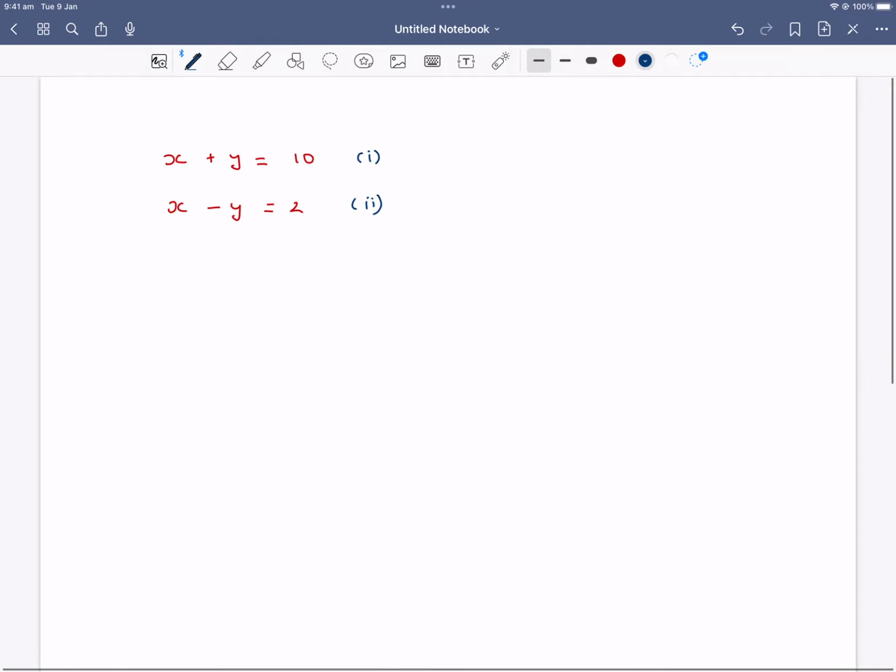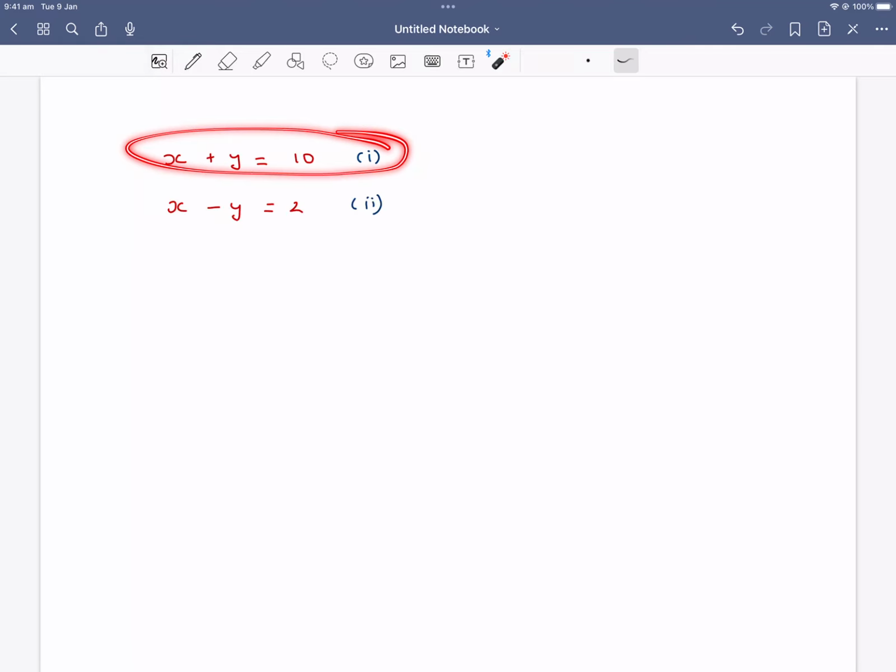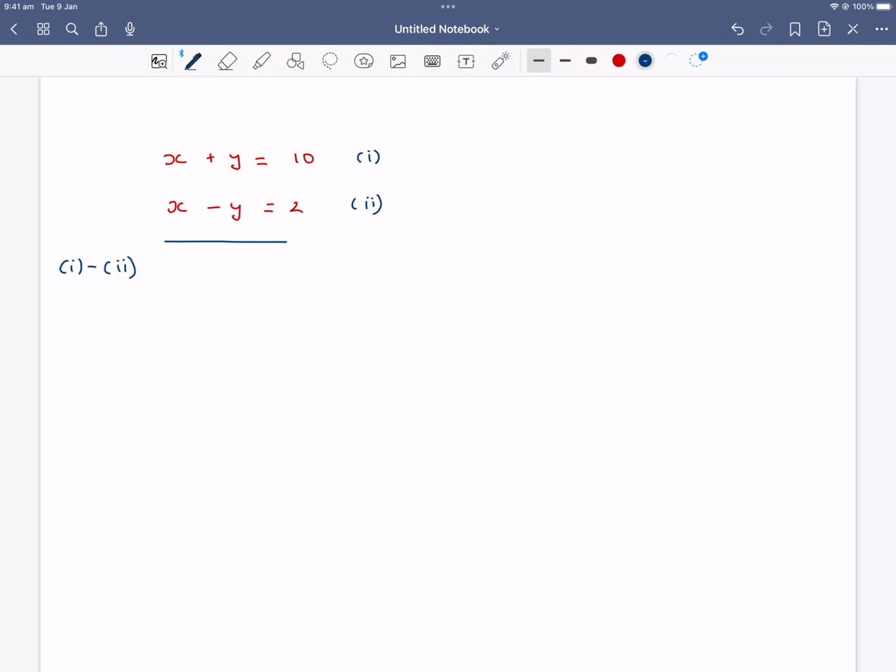So let's write out what we're doing. We're going to do equation 1 take equation 2. On the slide, I'm just going to write out what I'm doing. Equation 1, take equation 2. And so if you do x take away x, that eliminates it. We get rid of it, which is perfect.